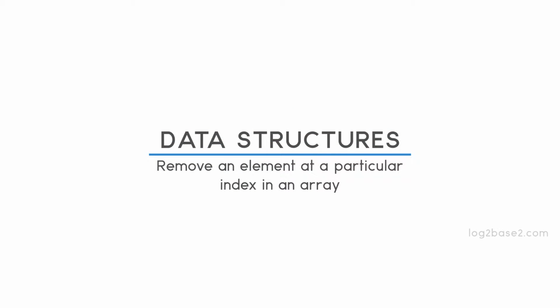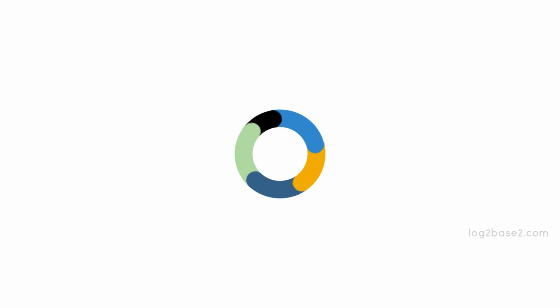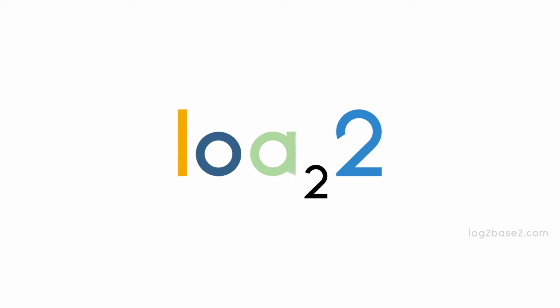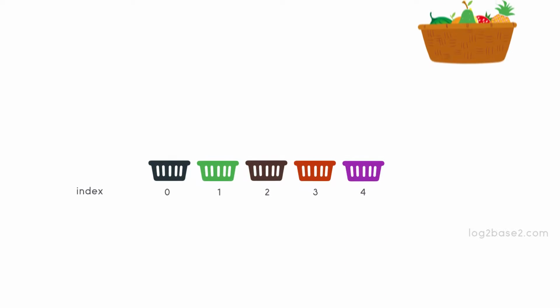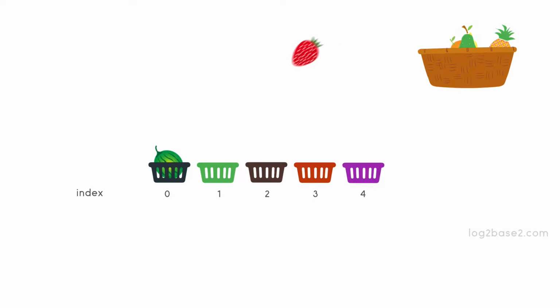Hi friends, in this video we are going to learn how to remove an element from a particular position in an array. So consider an array with 5 indices from 0 to 4 and each index is currently holding a fruit: a watermelon, a strawberry, a mango, a banana and a guava.